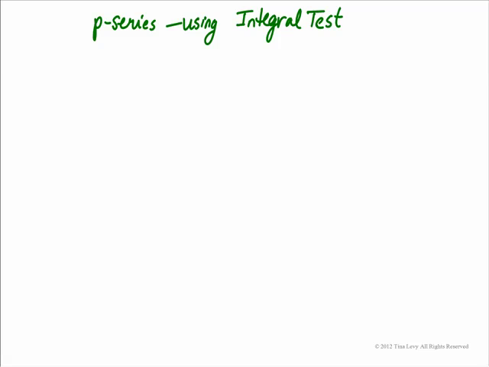We're going to create a special kind of series, and we're going to use the integral test to give us information. It's called a p-series, and it looks like this. Series, as n goes from 1 to infinity, of 1 over n to the p power, where p is a number.